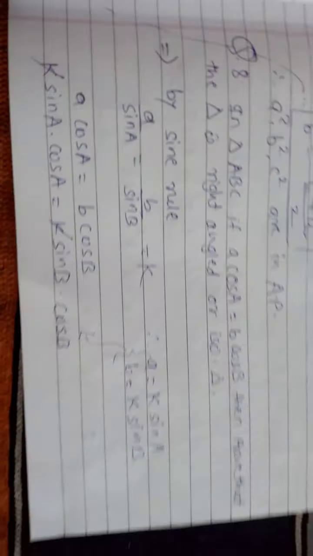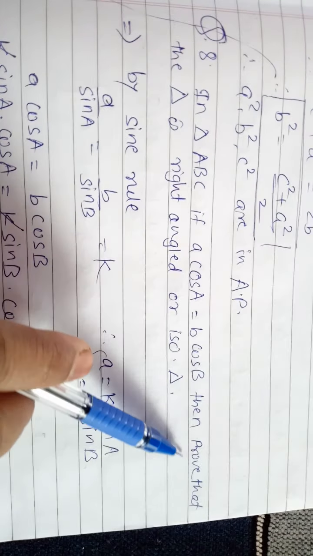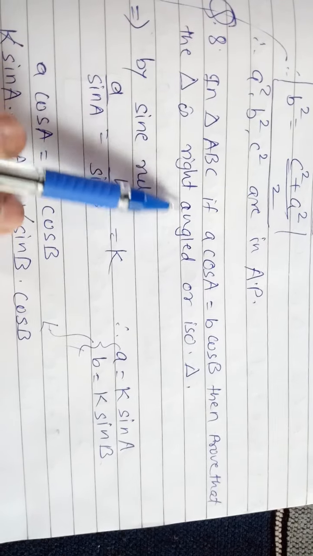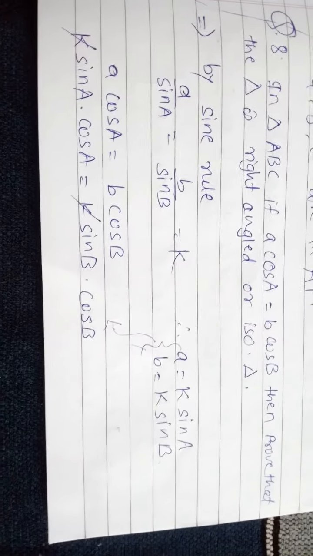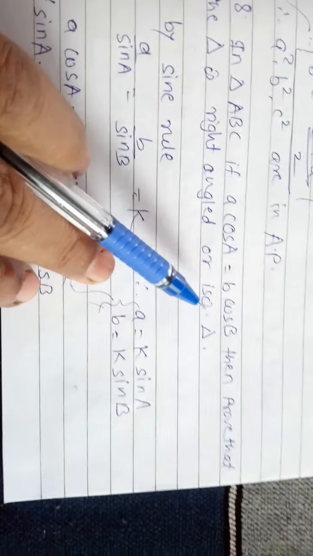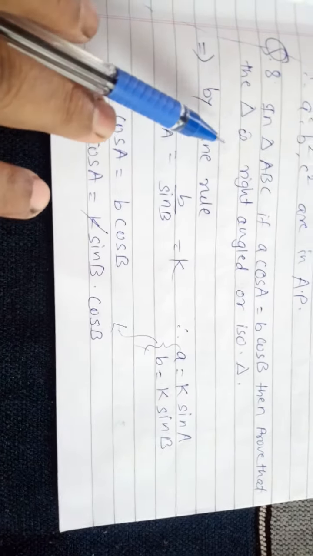Now see question number 8. So in triangle ABC, if a cos a is equals to b cos b, then prove that the triangle is right angled or it is an isosceles triangle. So you know the meaning of right angled triangle means we have to show the Pythagoras theorem statement, or in isosceles triangle we have to show both sides are equal. The both sides of a triangle are equal. So first we write the sine rule, that is a upon sine a is equals to b upon sine b is equals to k.